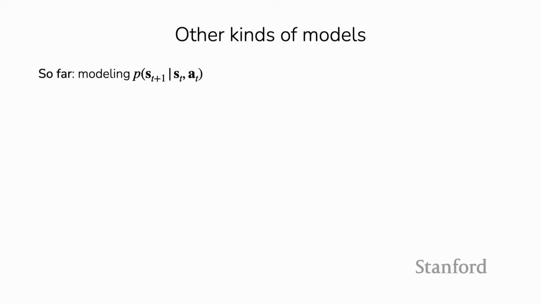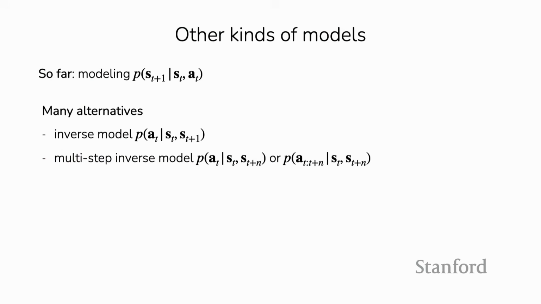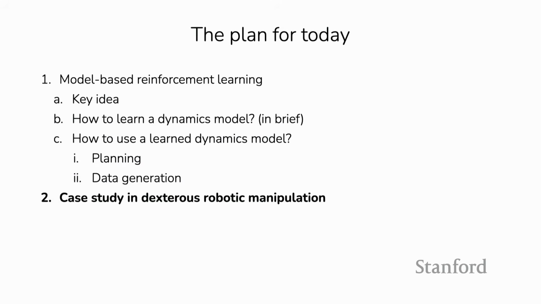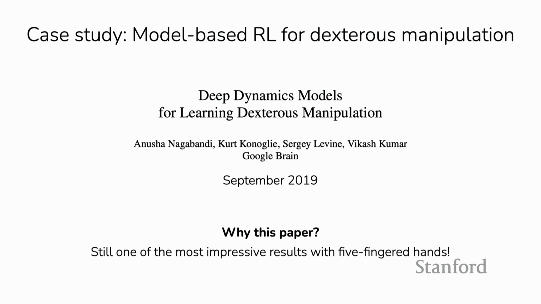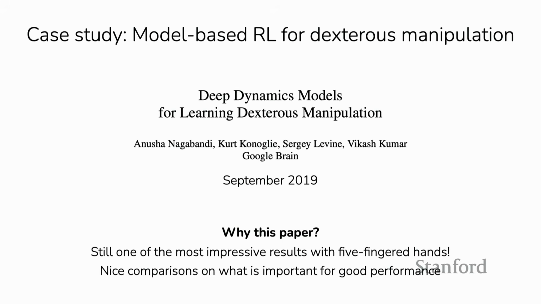So let's talk a bit about this case study. This case study is going to be an example of using planning for dexterous manipulation. And the reason why I want to cover this case study briefly is that in my mind, it's still one of the most impressive robotics results with a 5-fingered hand. And it also has some pretty nice comparisons that are elucidating about what is important for good performance in model-based RL and planning.